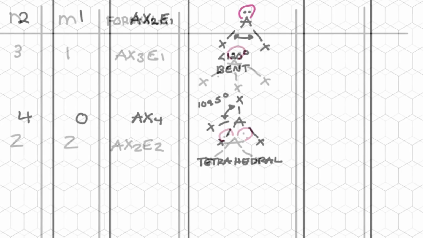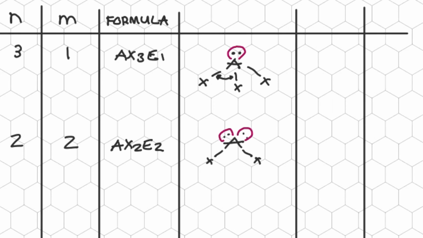The next structure is AX3E, 3 neighboring atoms with a lone pair. As you see, we're going to draw it exactly the same way we drew the tetrahedral. We're going to replace one of the x's, one of the neighboring atoms, with a lone pair. Now, as I said before, the lone pair has more power to push the neighboring atoms than an atom itself. So basically, the angle between 2 neighboring atoms is going to be less than 109.5 degrees.